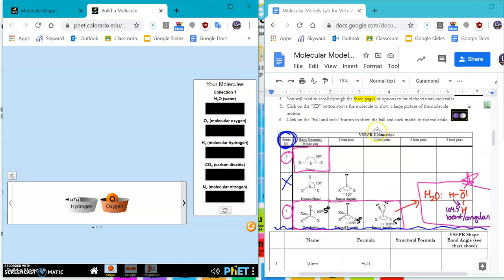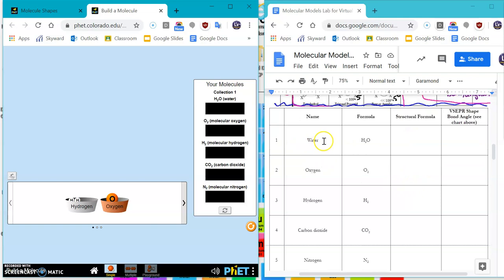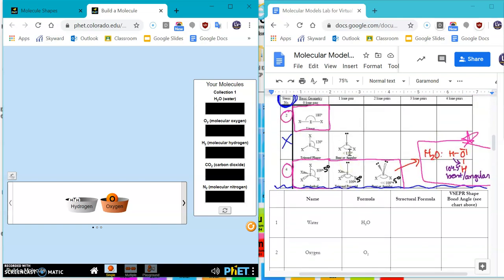Now you should remember this from class, our VSEPR geometries, so we can put a name to the shape that we're going to be building. And first things first, we have to build some water. Okay, so water is H2O. So I'm going to need two H's and I'm going to need an O. And I'm going to bond them together.